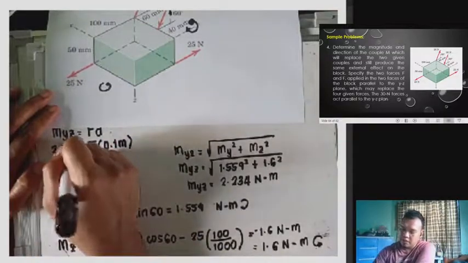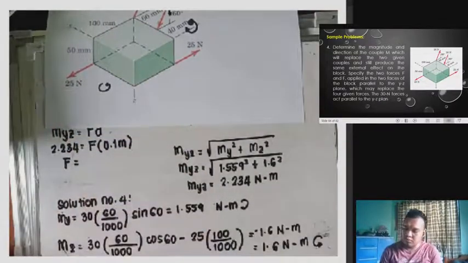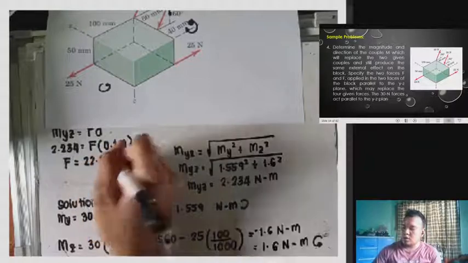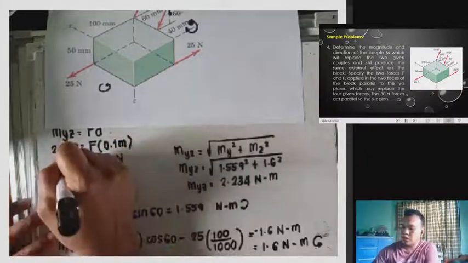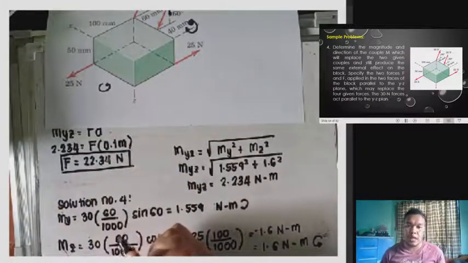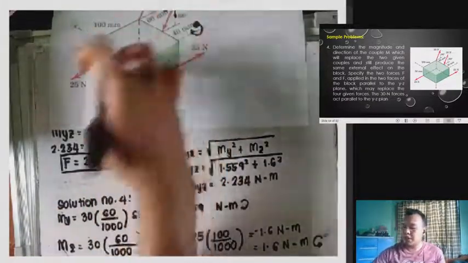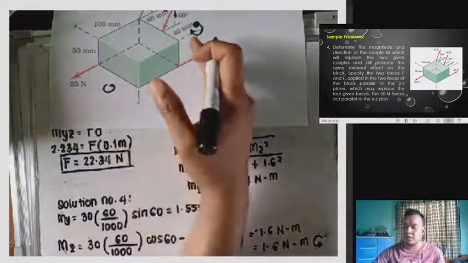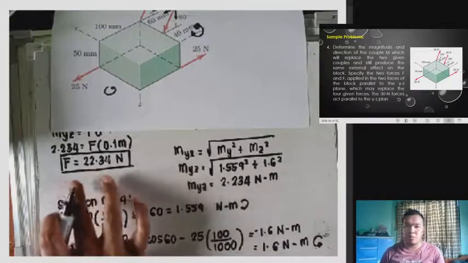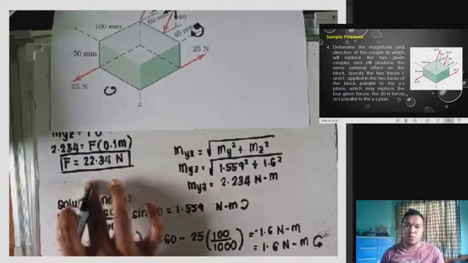Therefore, we have here f is equivalent kay 2.234 divide 0.1. We have here 22.34 Newton. So, yung force na i-applied natin is 22.34 Newton na lang, no? So, kumbaga, itong 30, 25, matatanggal yan. Tapos, papalitan na natin siya ng force na 22.34 Newton. Pero, syempre, may location pa rin po yung paglalagyan itong 22.34.